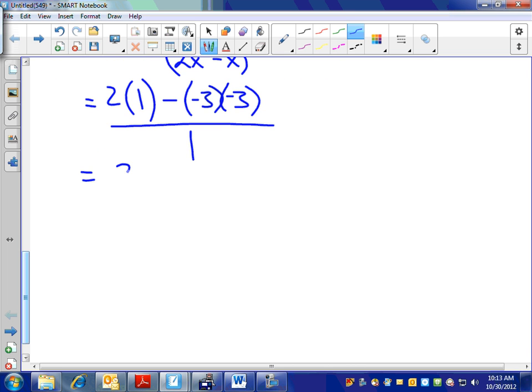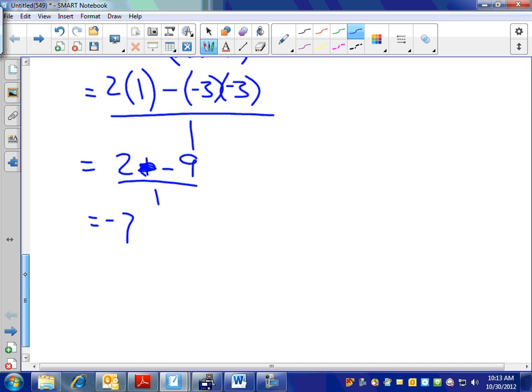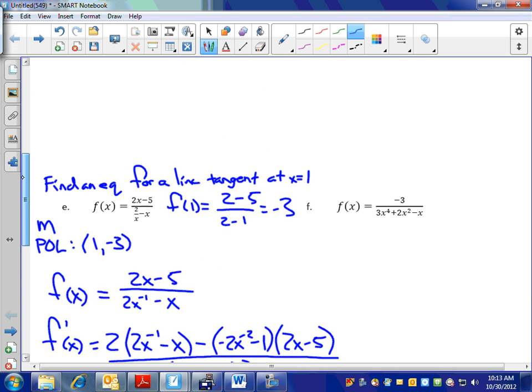This comes out to be 2 plus, 2 minus 9 over 1, which is, so what did we just find? The slope.